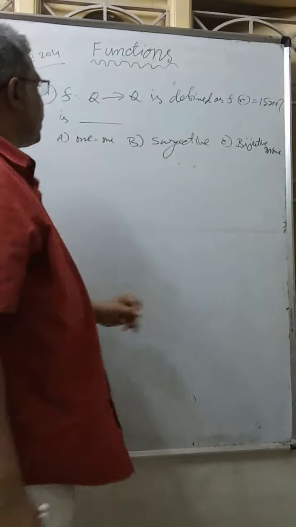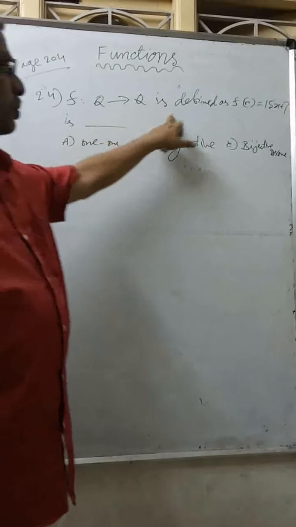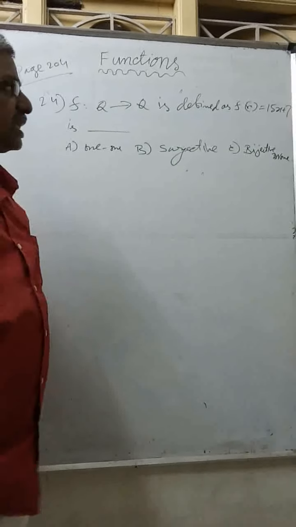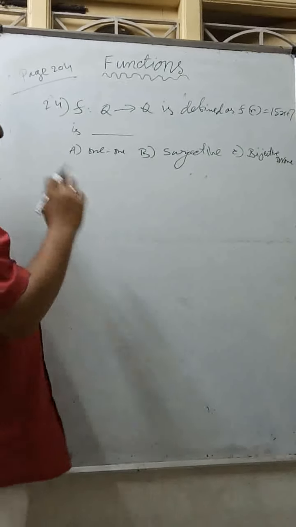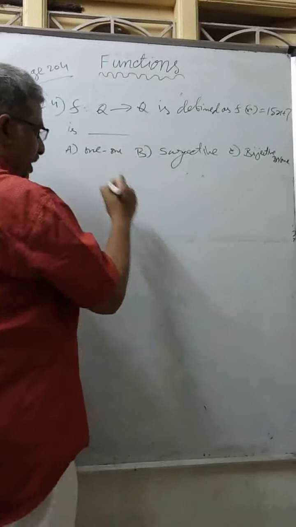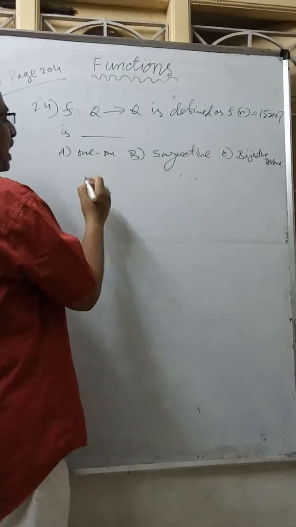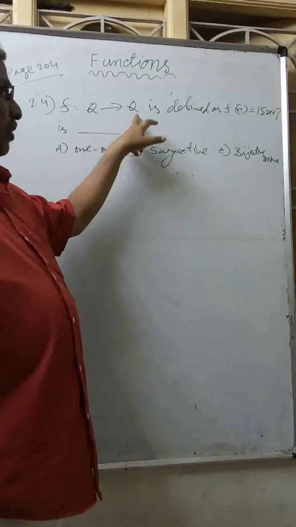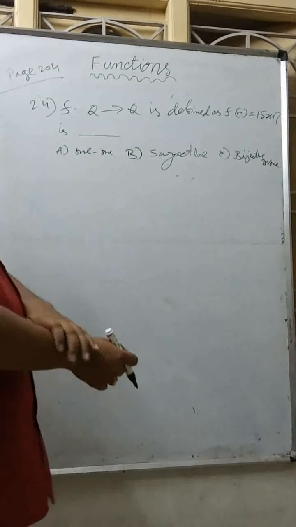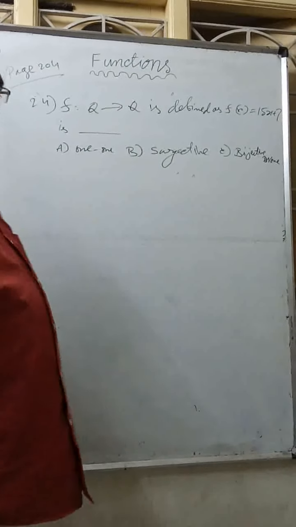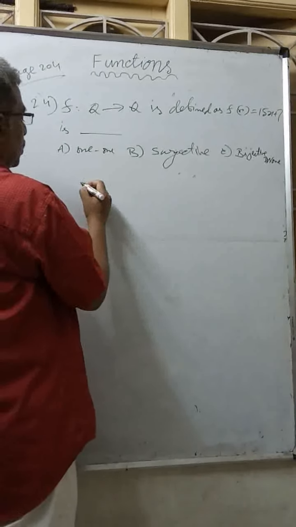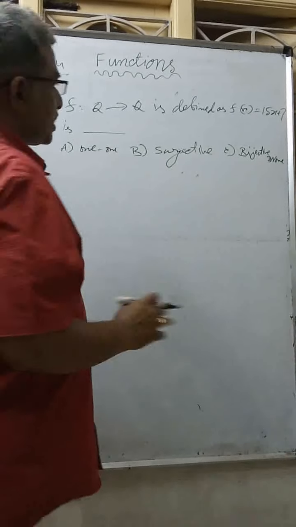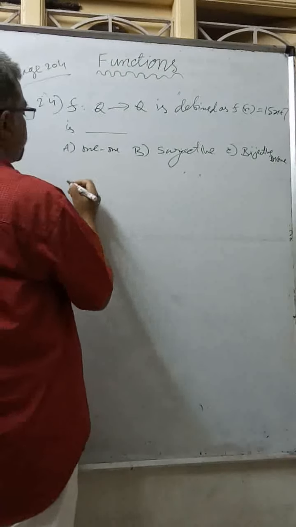Now, what is given? F is a mapping from Q to Q defined as f of x equal to 15x plus 7. First of all, you should check whether it is 1-1 or not. How to check 1-1? We already discussed: let x1, x2 belong to the domain such that f of x1 equal to f of x2. Then you need to get x1 equal to x2. The same process will follow. Or I told you the graphical method. Two methods I told you. We will discuss one first.